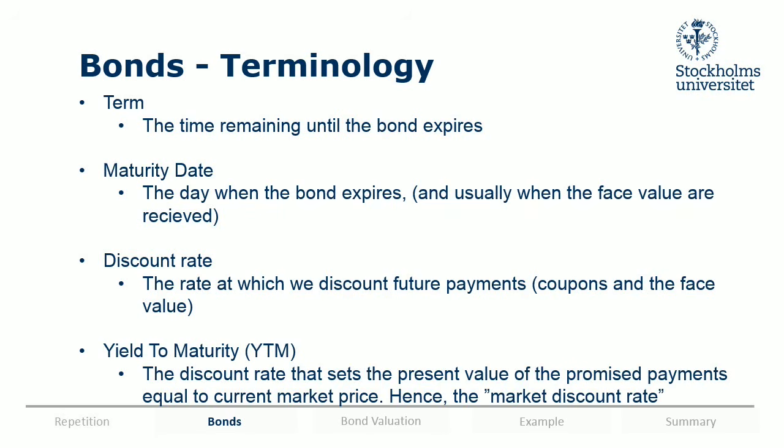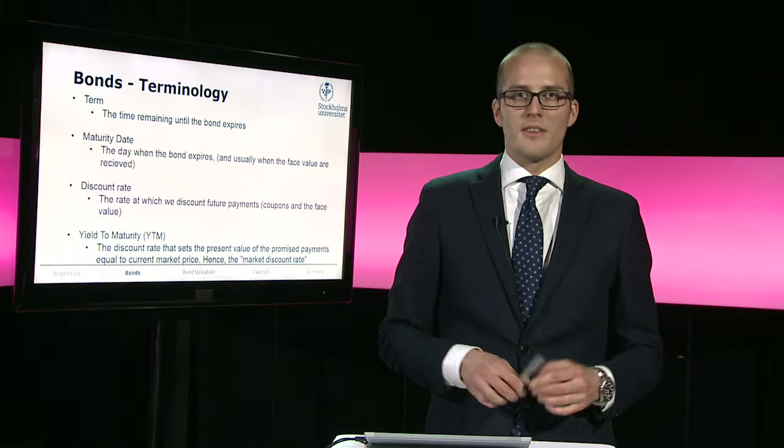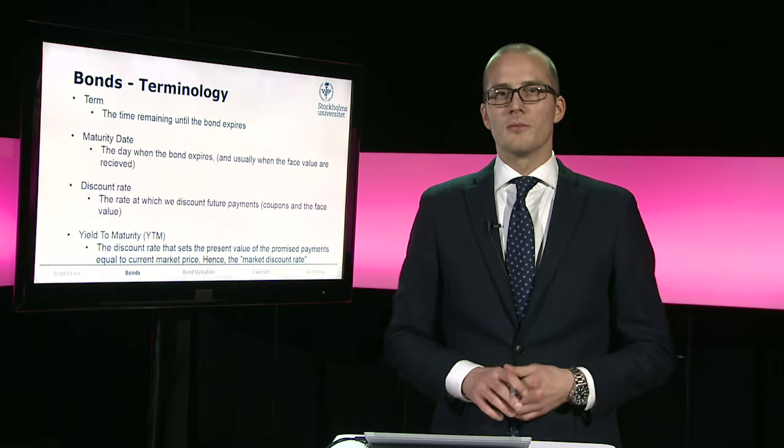And the yield to maturity. The yield to maturity is the discount rate that sets the present value of the bond payments equal to the market price. So you can say that it's some kind of market discount rate. It's the discount rate that the market has used to price the bond.